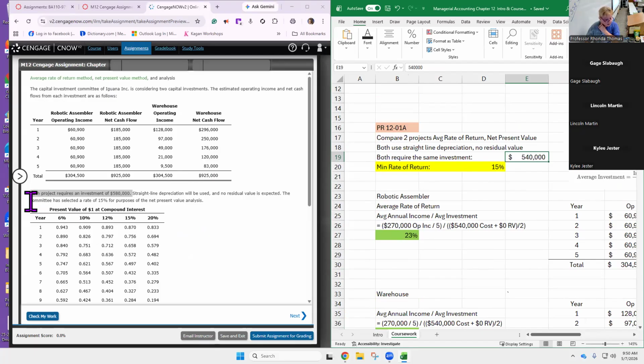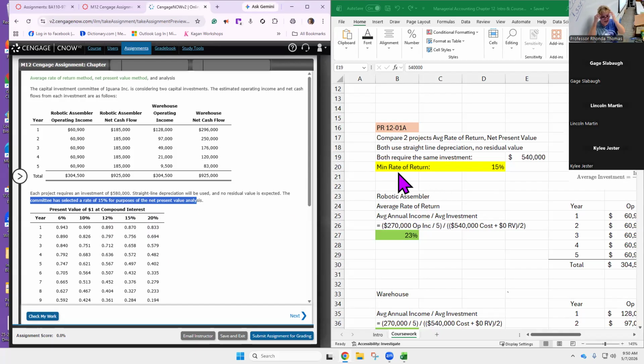The last piece is that the committee decided that their rate of return for either one of these, when it comes to net present value, they're not going to accept anything under 15%. So I put that in yellow. My brain looks and goes, okay, anything under 15, it's out. So now we're ready to start our analysis.